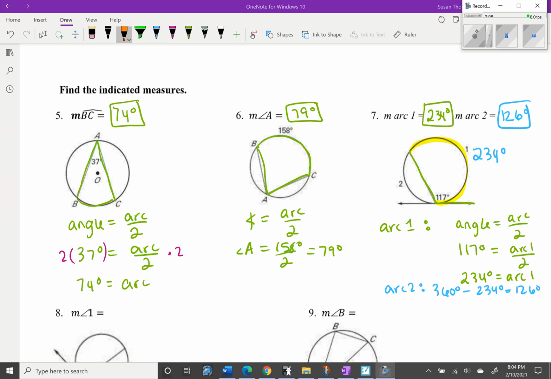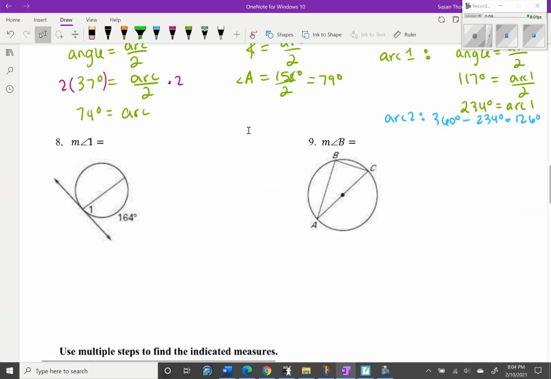Another way we can find that is using supplementary angles. So we know that this angle right here is supplementary to 117. So if you take 180 minus 117, that tells you that this angle right here is 63 degrees. Then you could take 63, multiply that by 2, and you get 126 degrees. So two different ways of doing that problem.